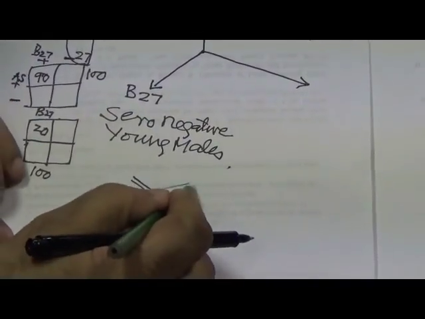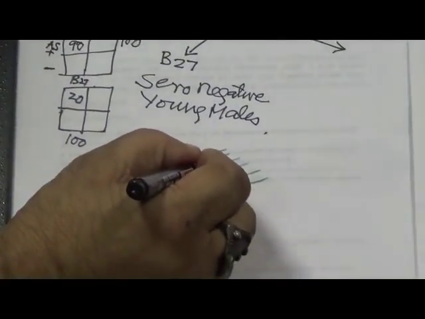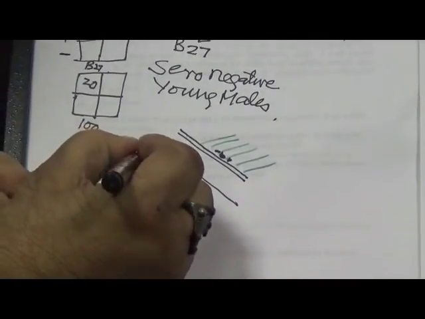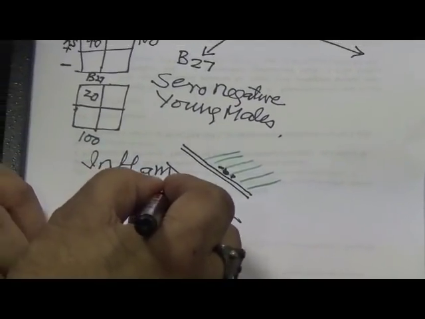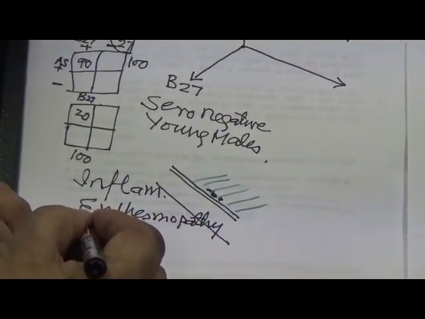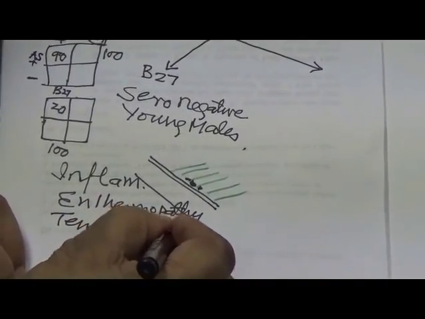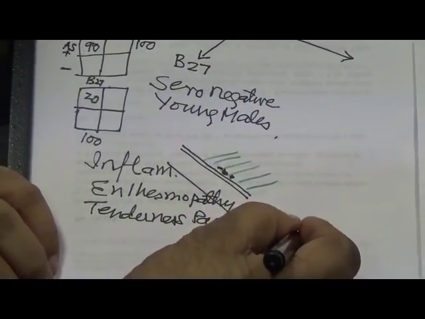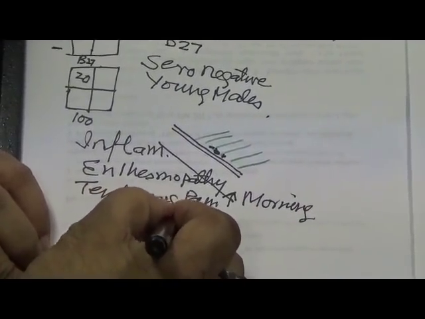is attached to by the ligaments, and when they deposit here, they produce an inflammatory reaction which is called enthesopathy. Initially you have tenderness and pain, which is aggravated in the morning, especially in cold, wet weather.